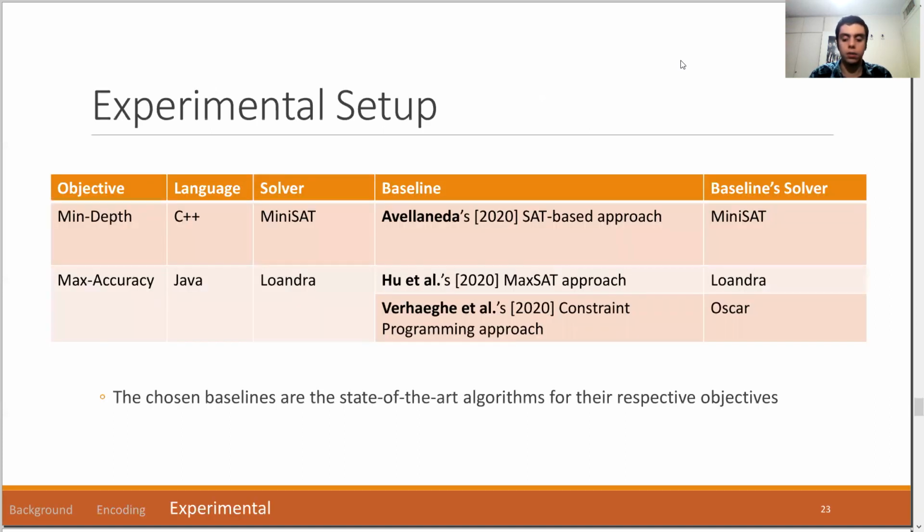Okay, and that concludes our encoding, and let's head into the experimental section. The setup is that we want to have two different implementations for the two objectives. The first one is done in C++ and the Minisat solver is used, and the second one is done in Java, and the Loandra max_sat solver is used. We chose 3 different baselines that are all very new, and they're all state-of-the-art algorithms for their respective objectives.